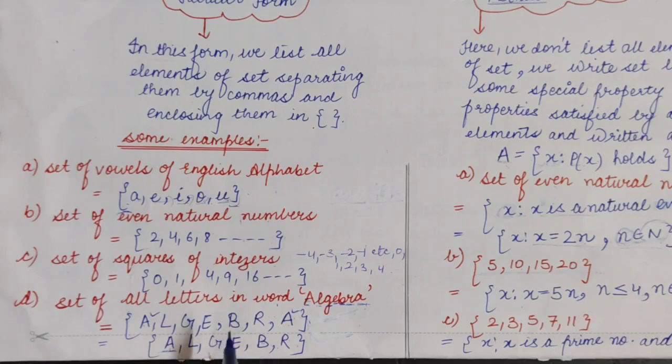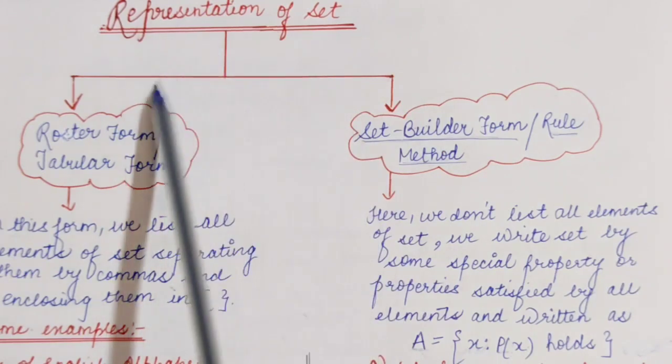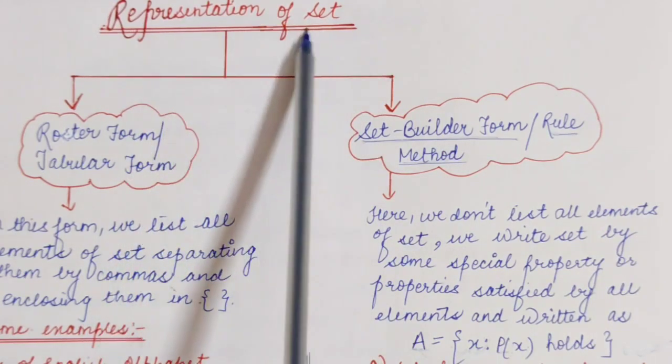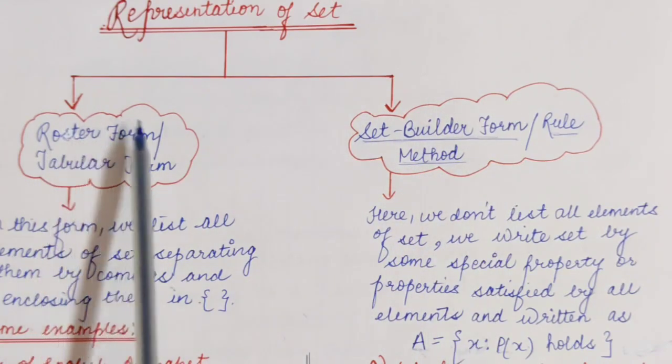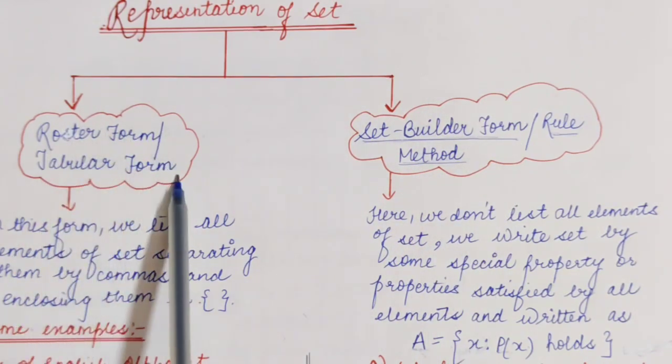So it is clear from here that in roster form we do 2 works. Our first work is to write all the elements in curly brackets, and second, to separate those elements by inserting commas. That is it in the roster form. As I have told you, for representation of a set, there are 2 forms. We have discussed the roster form and now the tabular form.